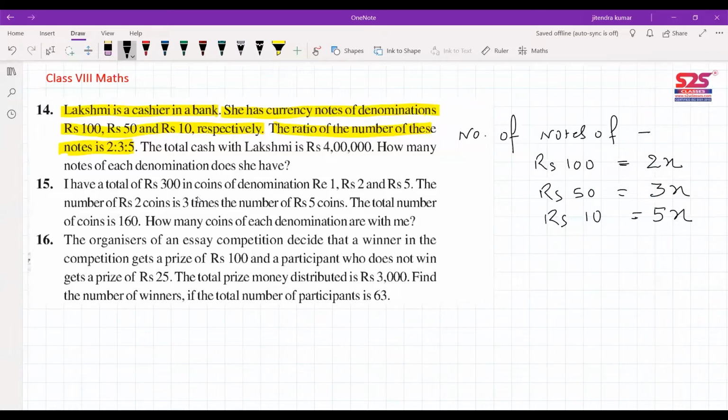So this will be equal to 5x, right? Notes of 100 will be equal to 2x, notes of 50 will be equal to 3x, and notes of 10 will be equal to 5x. Now it says that the total cash with Lakshmi is this much. So she has total cash of 4 lakh rupees.